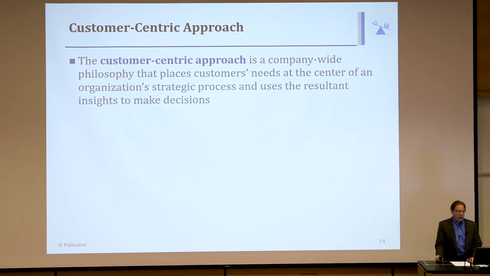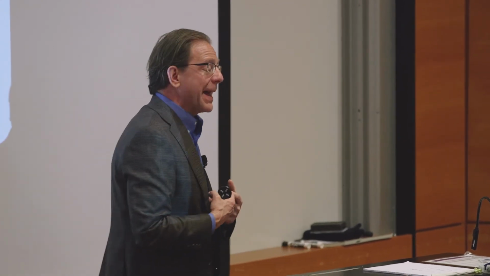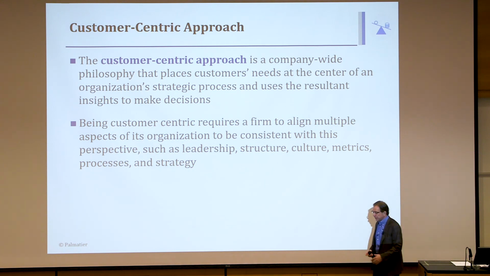Let's define it again. We talked about this earlier, but let's bring it back. It's a company-wide philosophy that places customers' needs at the center of the organization's strategic processes and uses it to make decisions. So the idea is you start with the customer and work back. You don't know what the managers want to do, you do what customers want. Being customer-centric requires a firm to align multiple aspects of its organization. People have looked at leadership, structure, culture, metrics, processes, and strategy. Let's look at a couple of those.